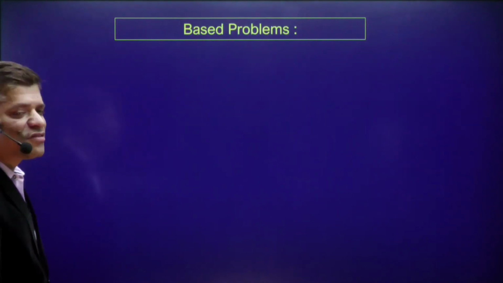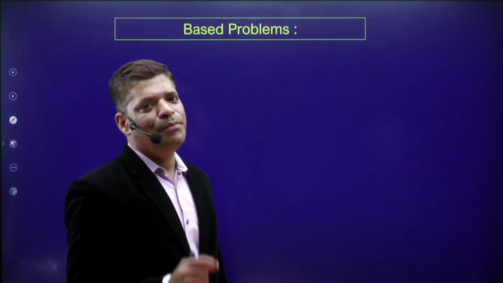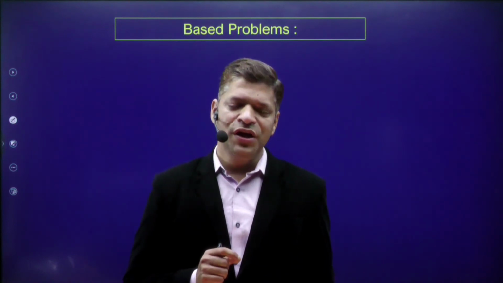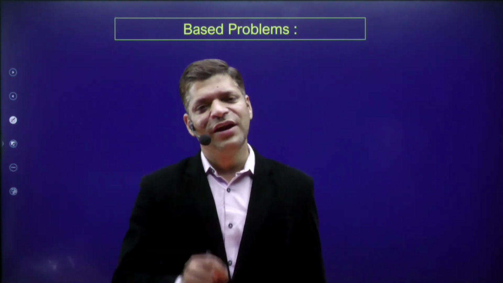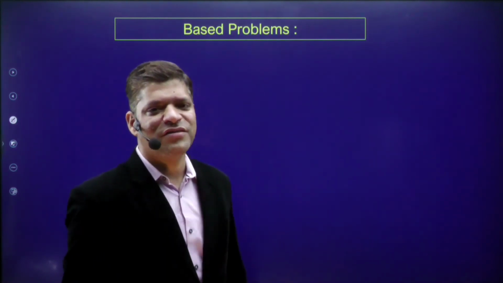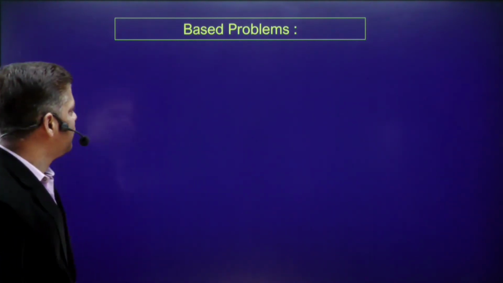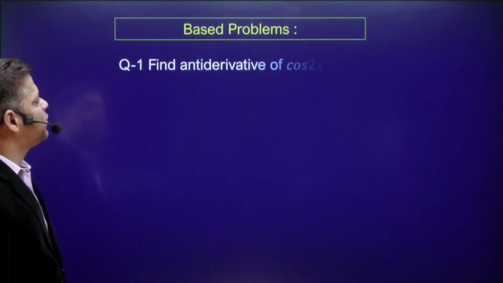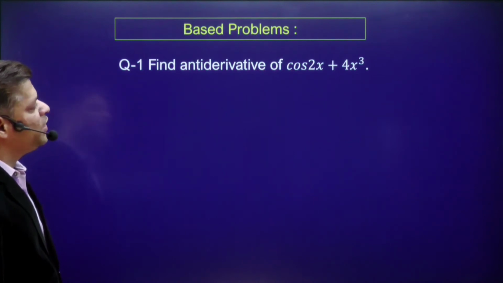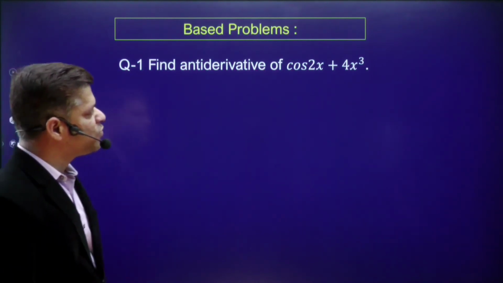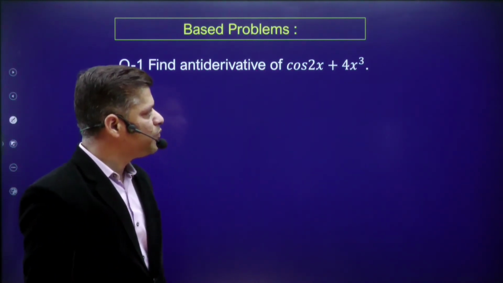Now we start some of the base problems based on definition and the standard formulas. So one by one we understand all the concepts. Let's see question number 1: we have to find the antiderivative of cos 2x plus 4x cube.